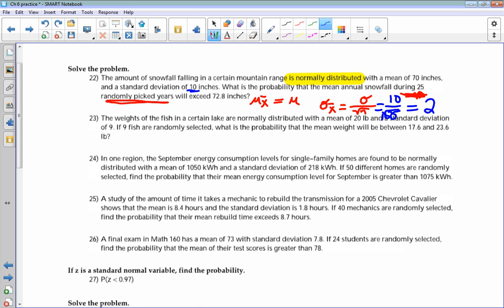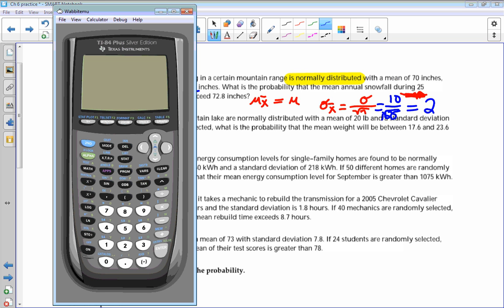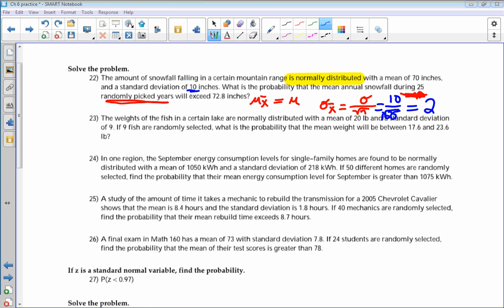So just like we've done with our other ones, we're going to go into second, well, I'll clear everything out again. Second distribution, it's a normal curve. My lower end, and we didn't draw that picture, let's go back because I want you to be in the habit of drawing that picture.